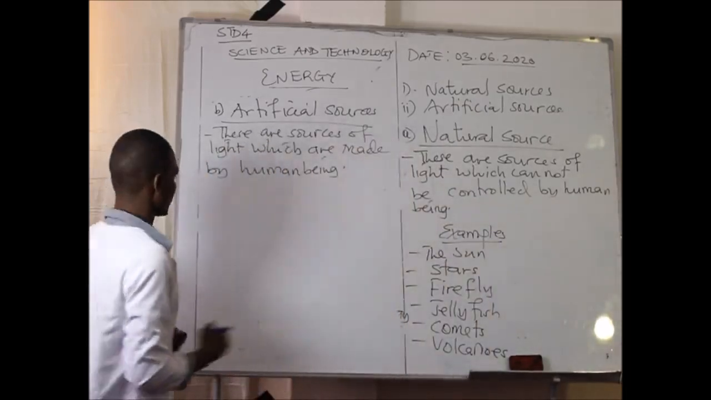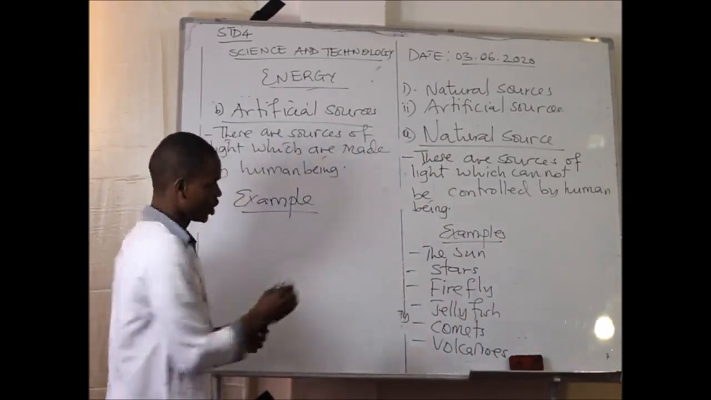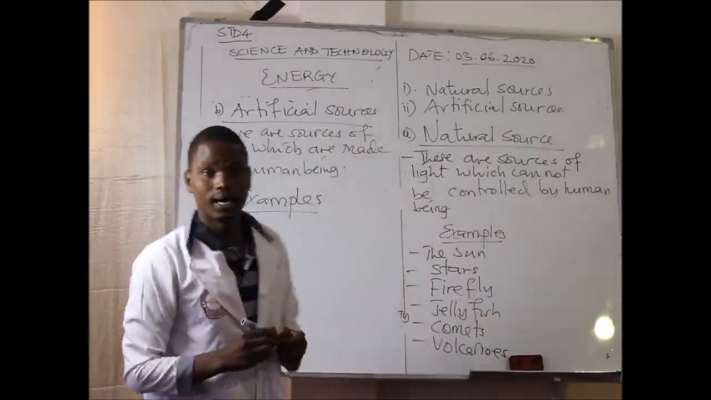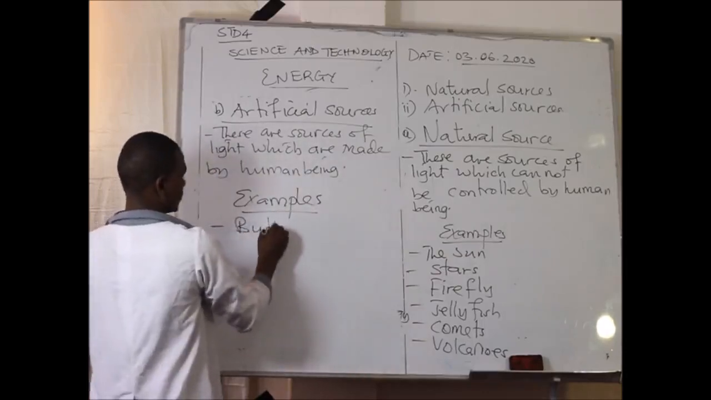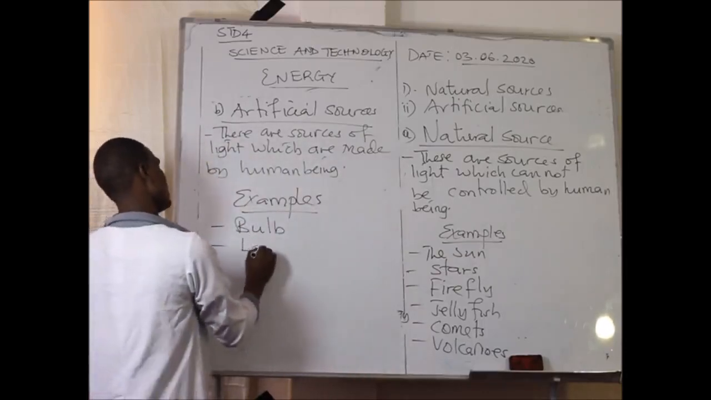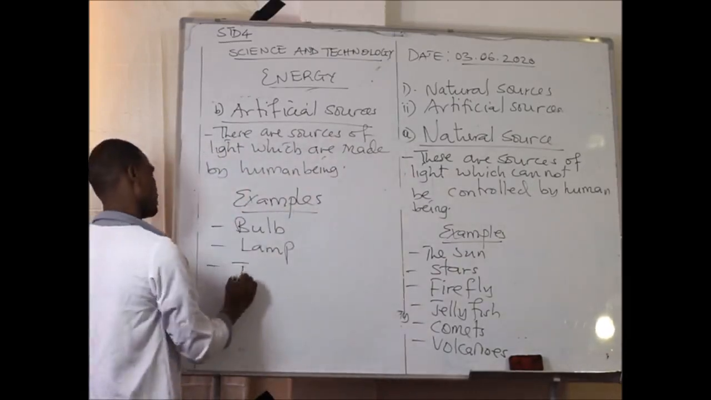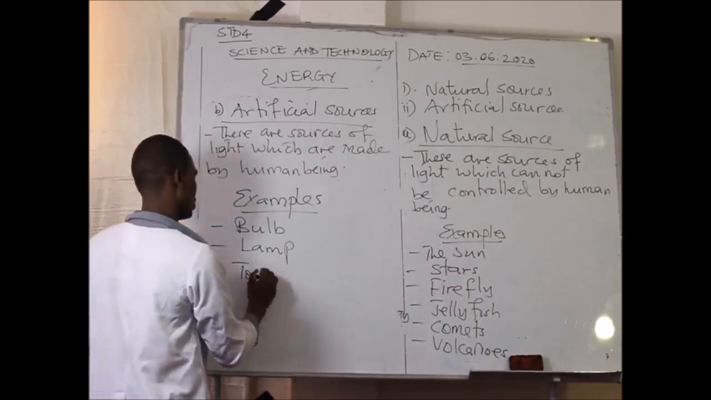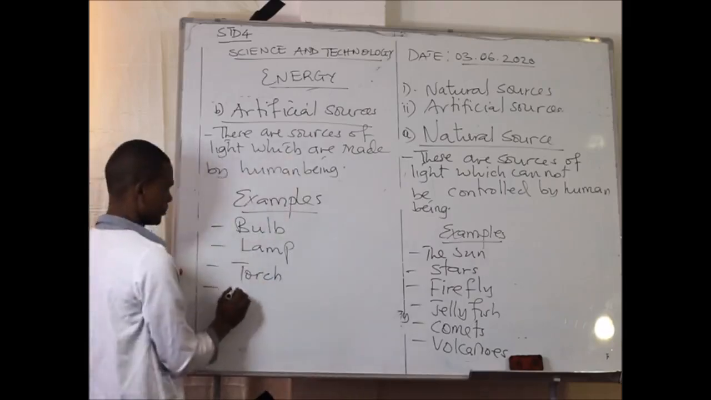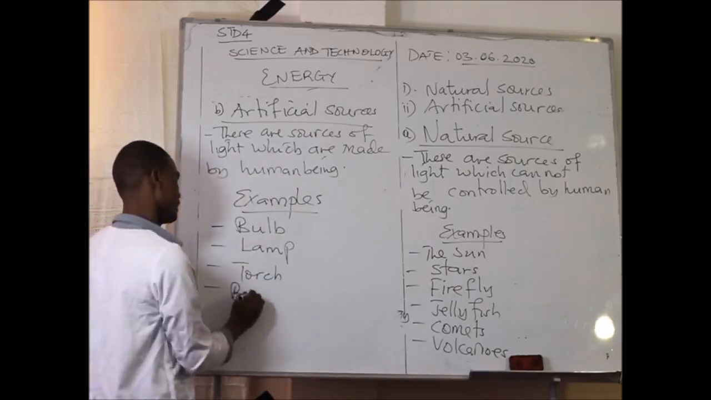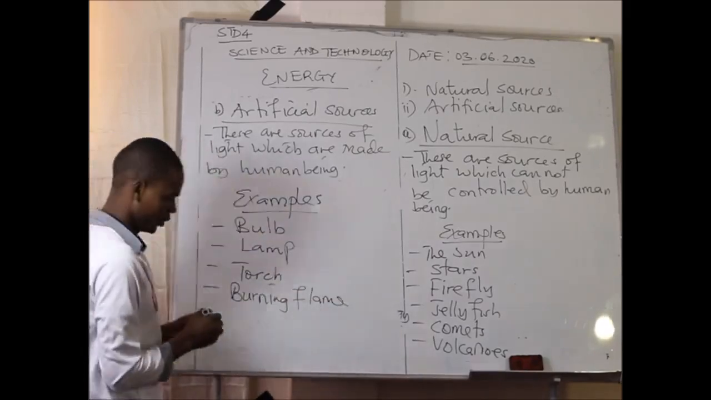Let's see some examples. Examples of these artificial sources. The first one may be bulb. The other one, lamp. The other one can be torch. The other one can be burning flame. Just to mention but few.